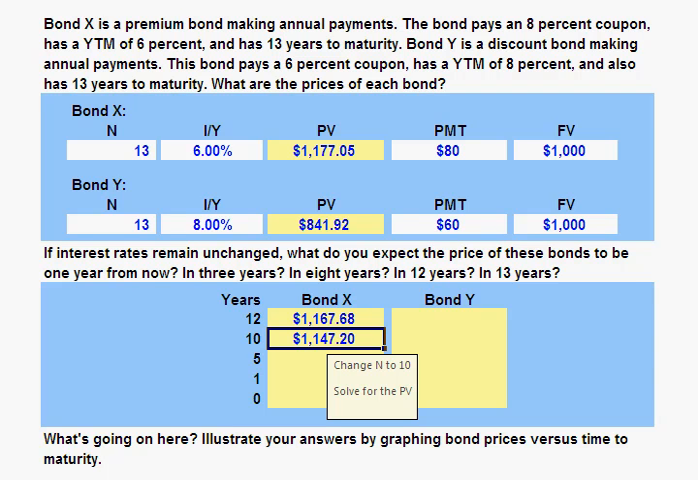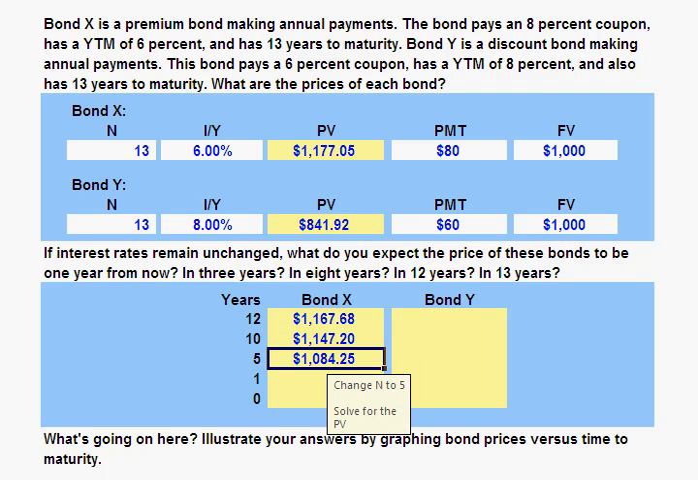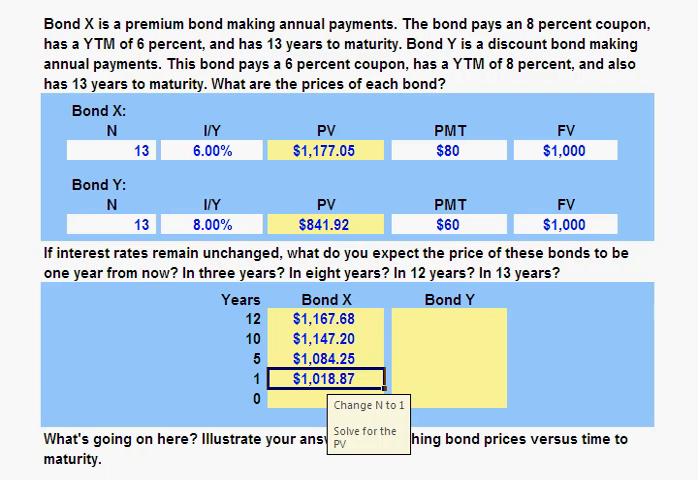Now, change the n to 10 and compute the present value. We find a present value of $1,147. When we change n to 5, we find a present value of $1,084. When we change n to 1, we get a present value of $1,018. Finally, when we change n to 0, or when the bond matures, it's worth its face value or par value of $1,000.